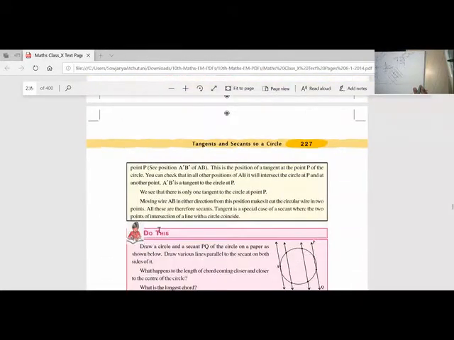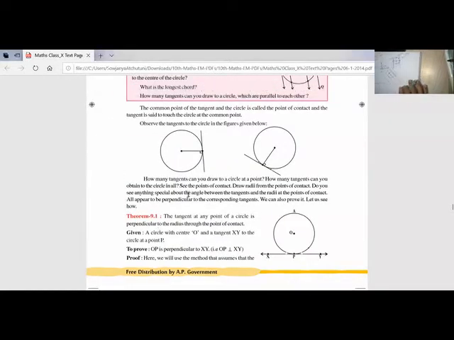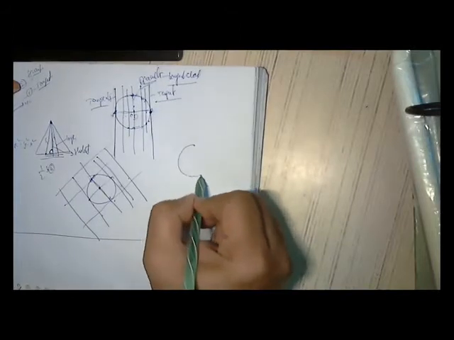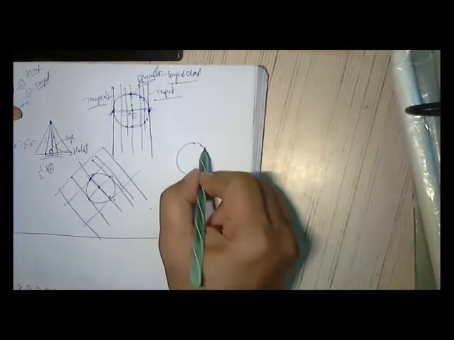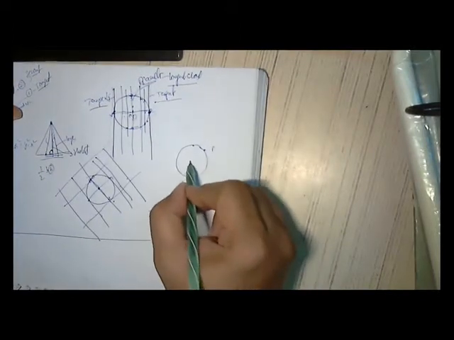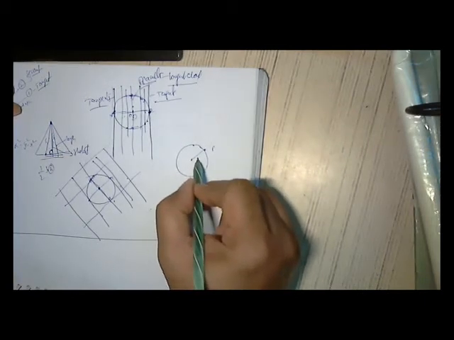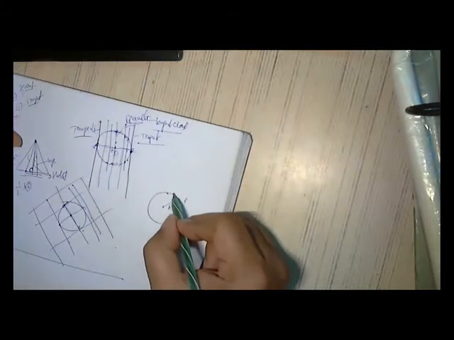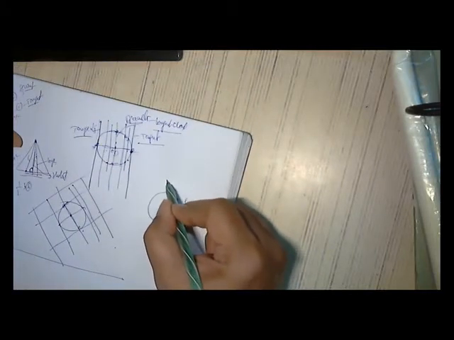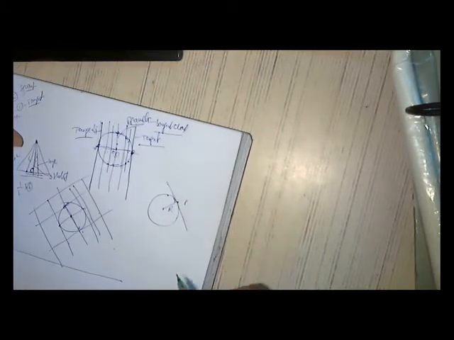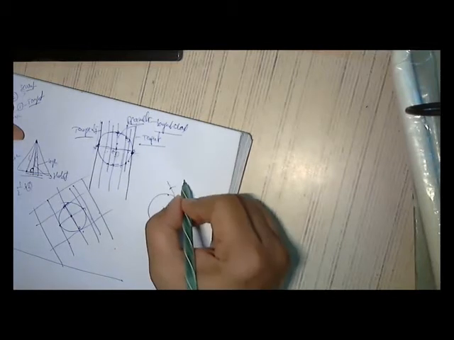So if you want to draw a tangent, how will you draw a tangent? Suppose we have to draw a tangent to the circle. What is the procedure to draw a tangent? For the circle, I have to draw a tangent at point P. First I connect the origin and point P. This is radius R. Here I will draw a line which is 90 degrees at this point. So this is the required tangent.